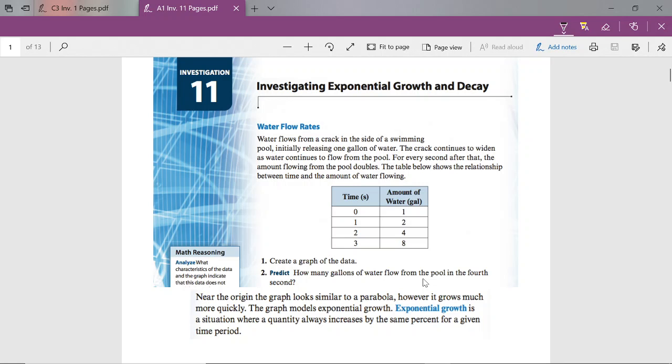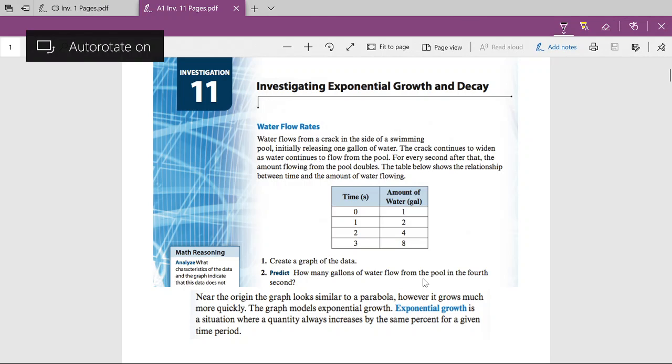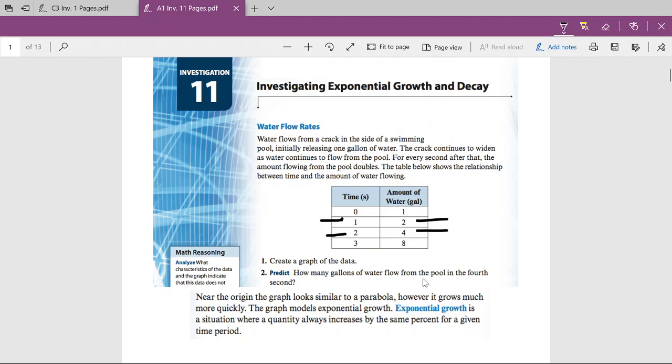So if we look at this table, we can see at 0 seconds, so when it starts, there's 1 gallon releasing at that time. After 1 second here, we now have 2 gallons flowing out. After 2 seconds, 4. 3 seconds, it doubles again to be 8. Every time here, we are doubling, so times 2.